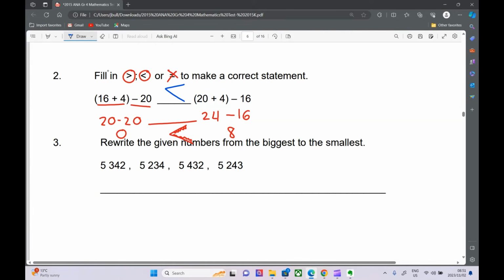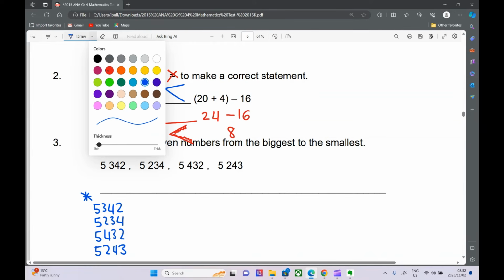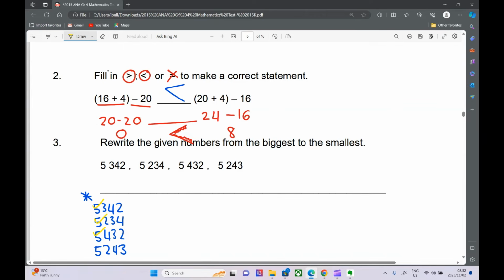Next up, rewrite the given numbers from the biggest to the smallest. What I find helps me is to write them underneath each other first. 5,234, 5,432, and 5,243. So what you've got to do is start on the left-hand side and see which one has the biggest numbers. They've all got 5s here. Let's get a different color. They've all got 5, so we know they're all 5,000. That doesn't help us too much.